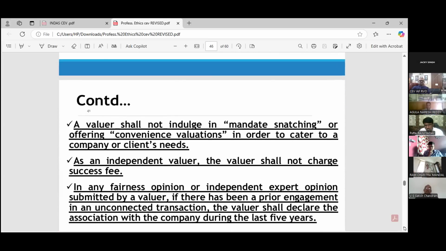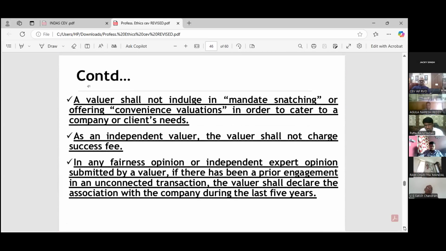Then a valuer shall not indulge in mandate snatching. Mandate snatching means you can't offer convenient valuation to the client. As per the requirement of the client, you can't give the valuation report. In order to cater to the client company's need, you can't give the valuation report.